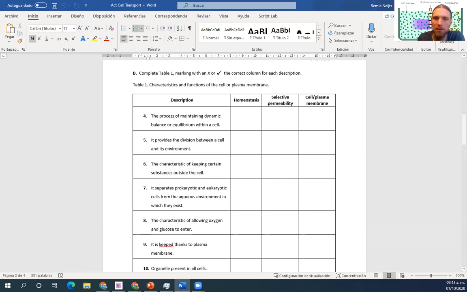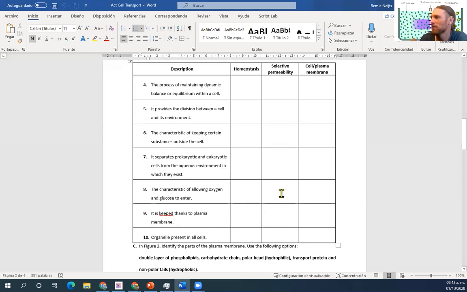It's not there, Carlos. Andrea? The characteristic of keeping certain substances outside the cell. I think it's selective permeability. Yes, very good there. Selective permeability. Ana Sofia, number 7. It separates prokaryotic and eukaryotic cells from the aqueous environment in which they exist. Plasma membrane. Very good. You see, it's not so hard.